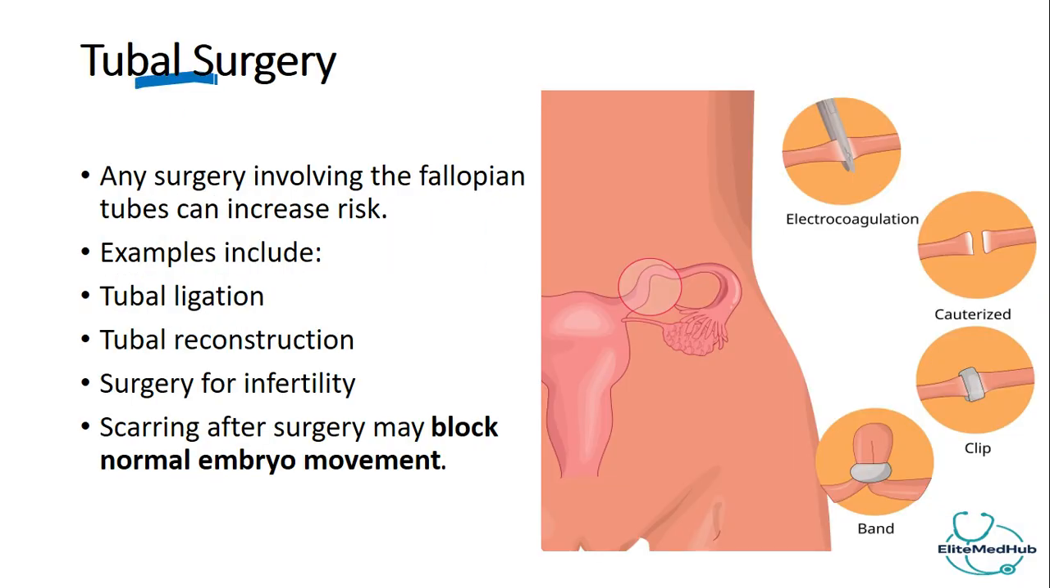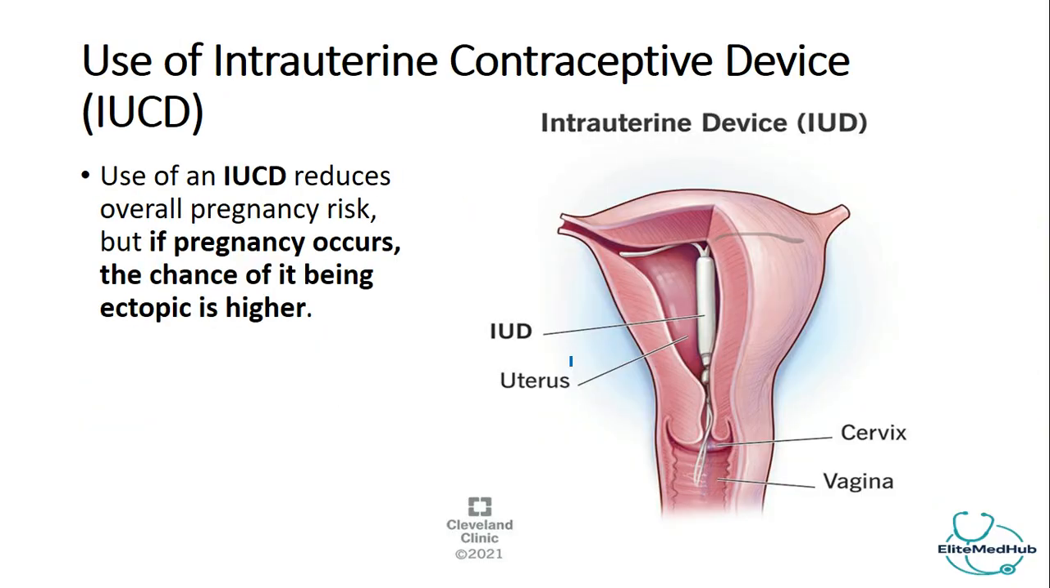Next is tubal surgery. Any surgery involving the fallopian tubes can increase risks. Examples include tubal ligation, tubal reconstruction, and surgery for infertility. Scarring after surgery may block normal embryo movement. So if there is scarring around this area of the fallopian tube, it obstructs the passage of the fertilized ovum from here into the uterus, so it will likely result in an ectopic pregnancy.